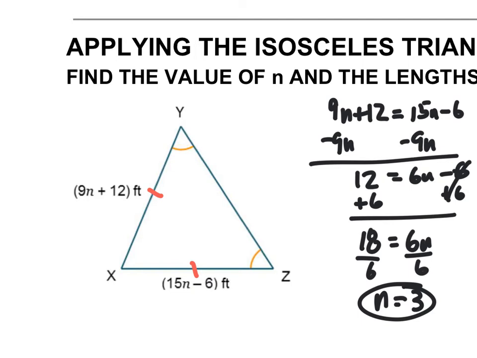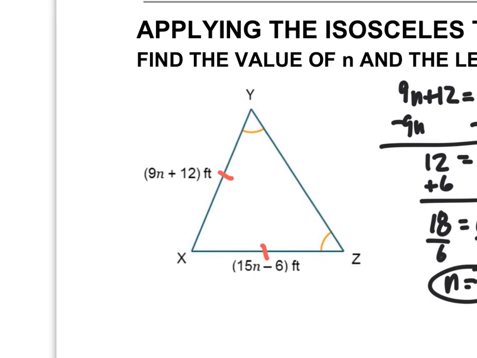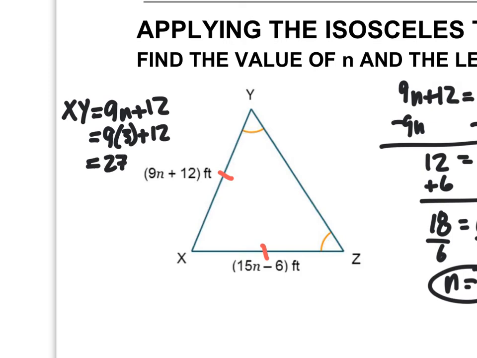So I found what n is, but I still need to figure out what XY is, okay? And so XY has the value of 9n plus 12. If I plug in 3 for n, I'm going to get 9 times 3, and then plus 12, so that's 27 plus 12. 27 plus 10 is 37, plus 2 is 39. Okay, so XY has a length of 39.